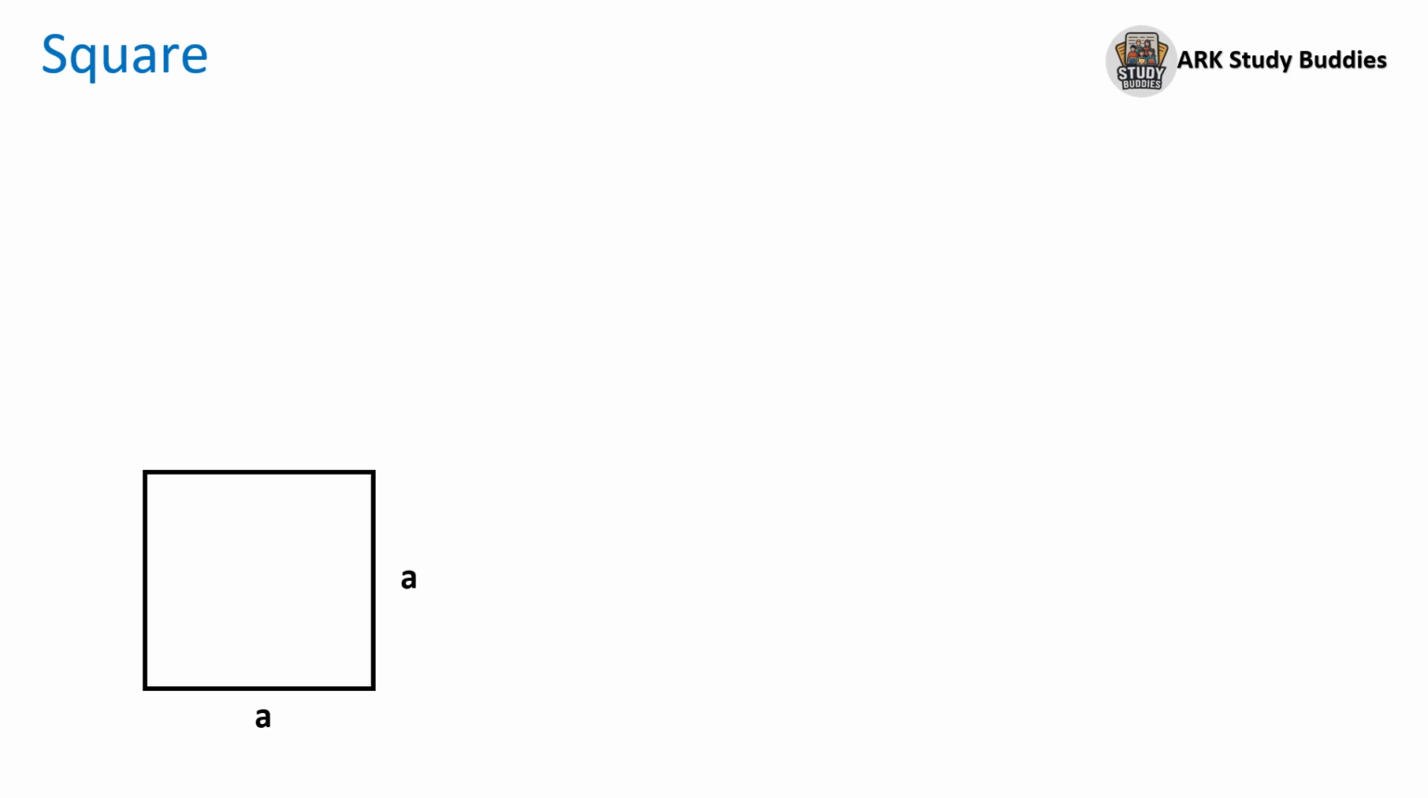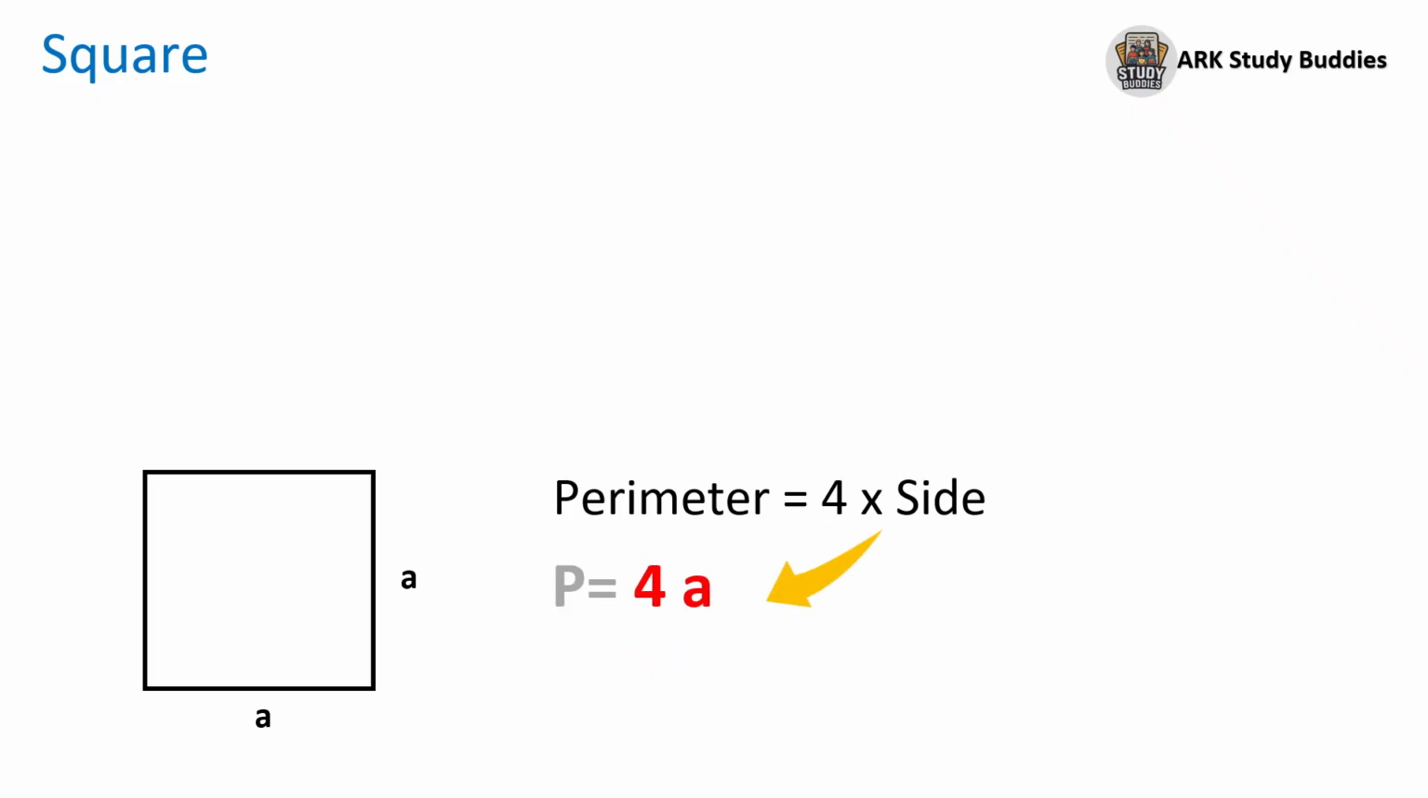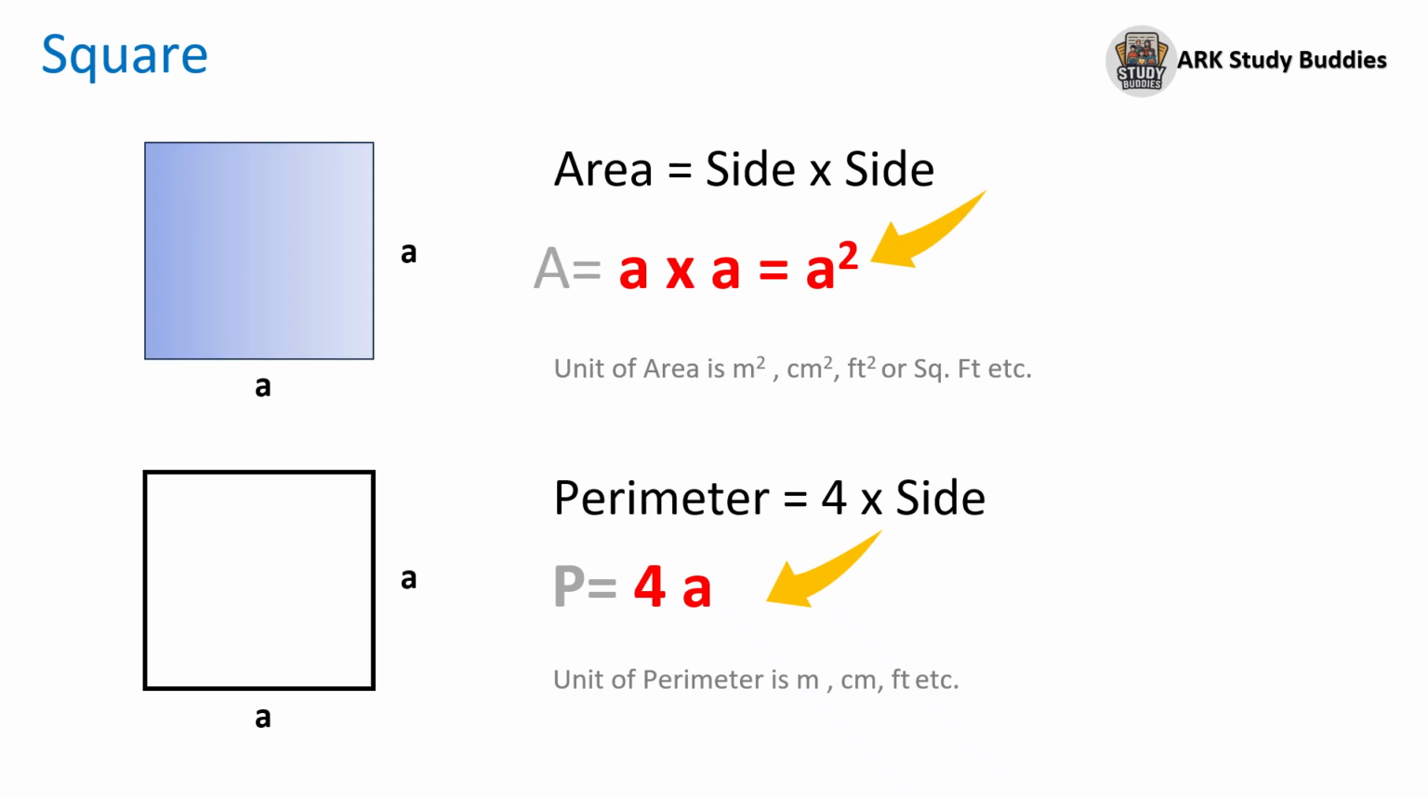Let's learn about the perimeter of a square. So what is perimeter? Perimeter is addition of all the sides. So perimeter equal to 4 into sides, that equal to 4 into A. So in square you have to remember two main formula: area equal to A square, perimeter equal to 4 into A.